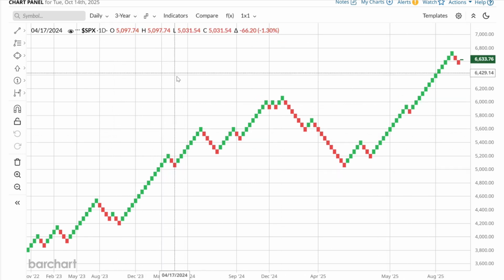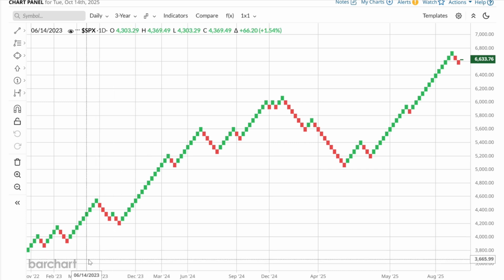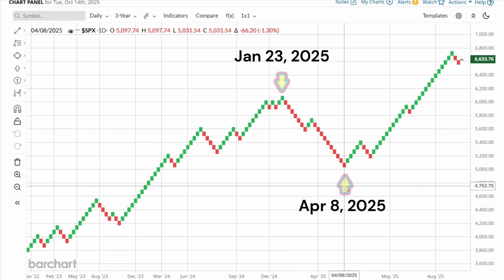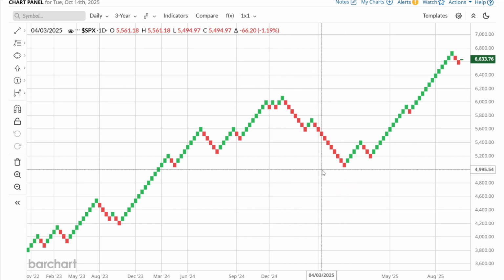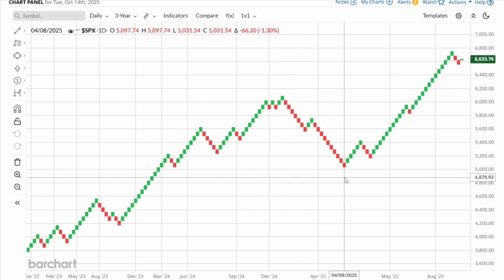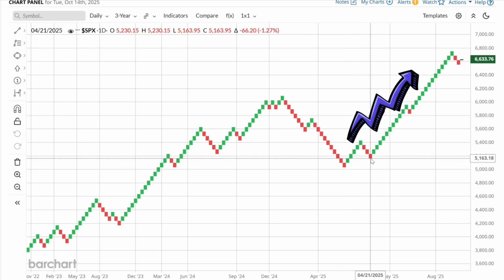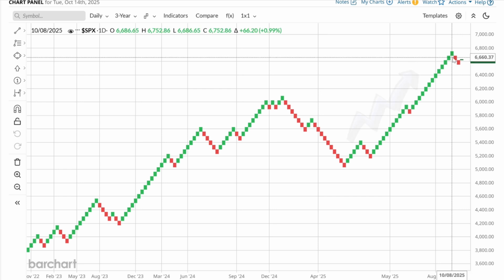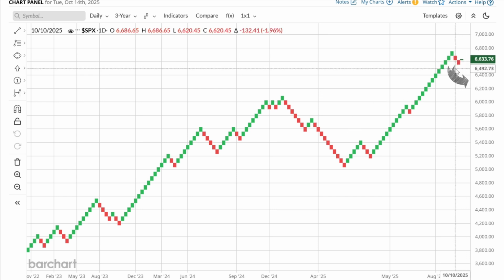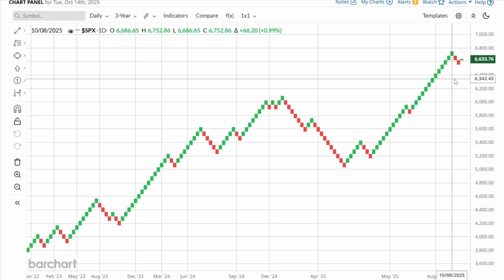When we look at this chart, we can clearly see the correction that happened from late January 2025 to early April. After that, though, the trend started to shift. Since April, the S&P 500 has been forming higher lows and higher highs, showing steady upward momentum. There's been a small pullback recently, just a minor correction, but overall, the trend still looks healthy and pointed upward.